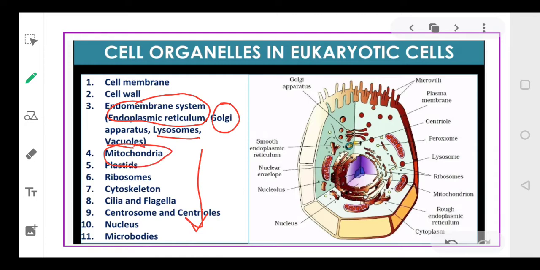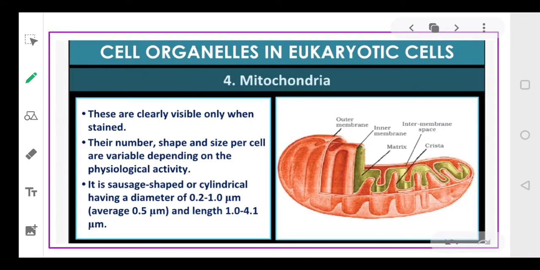I hope you have heard the name mitochondria. Can you see in the picture? Mitochondrion. So mitochondrion is basically a singular word, while mitochondria is a plural word. Now this mitochondria, everyone, it's a cell organelle that becomes more clearly visible when you stain them. So you can easily observe the mitochondria in a slide under the microscope.